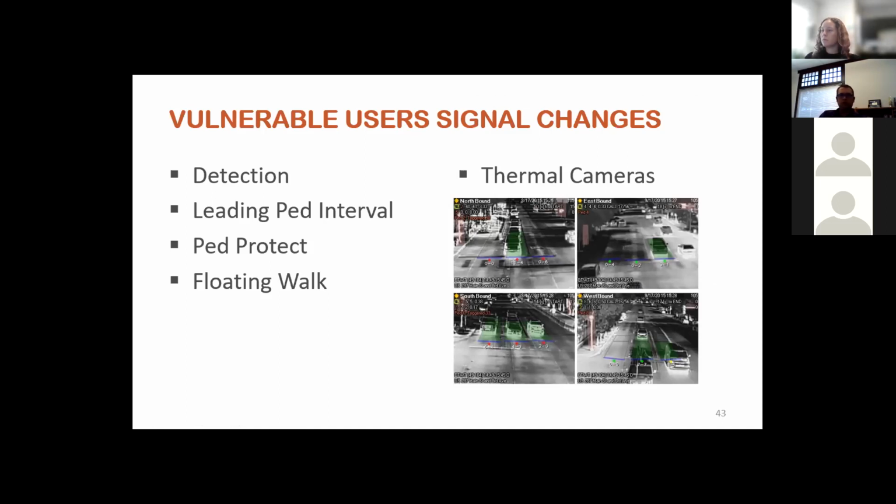We put in the leading pedestrian interval at many intersections where we have higher volumes of pedestrians. And we've also used the ped to protect a handful of intersections, which is where the operation of the left turn changes, whether it's protected only if the ped button is pushed. And that's been an effective tool at helping improve the safety at some of those intersections. And then where we can, we float the walk again, so that the walk comes up without any required input from the user.